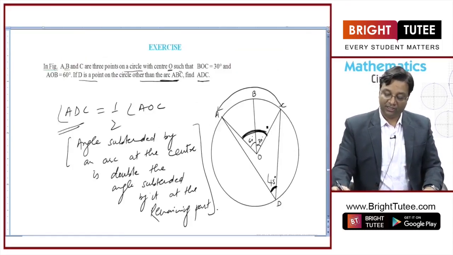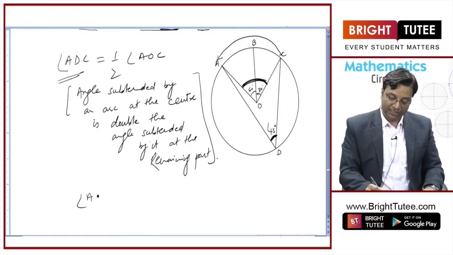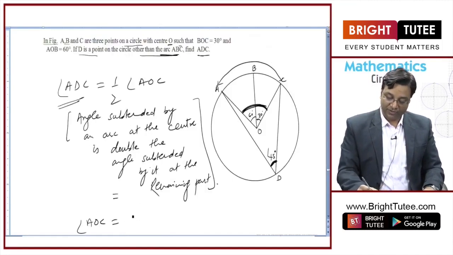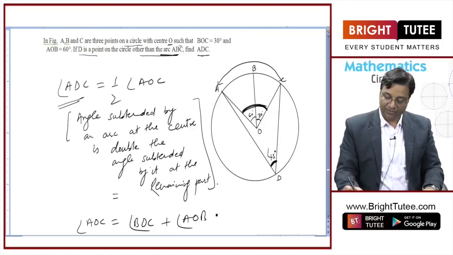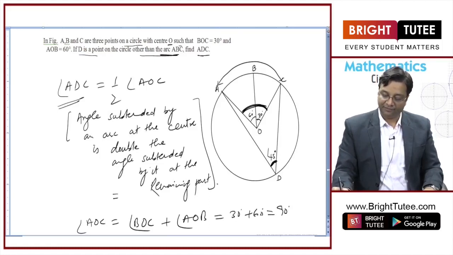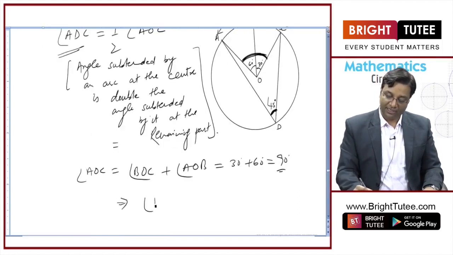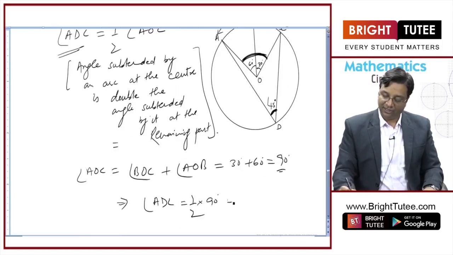What is angle AOC? It is the sum of angle BOC and angle AOB. So 30 plus 60, that is 90 degrees. Hence I will say angle ADC is half of 90 degrees, that is 45 degrees.